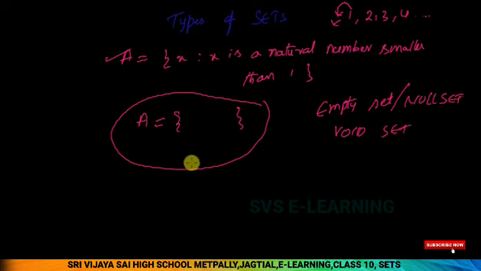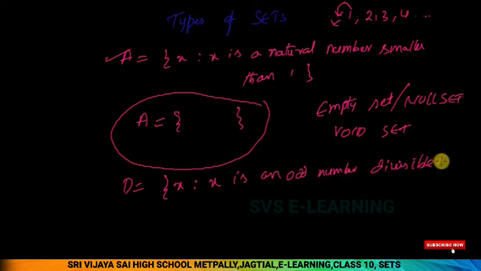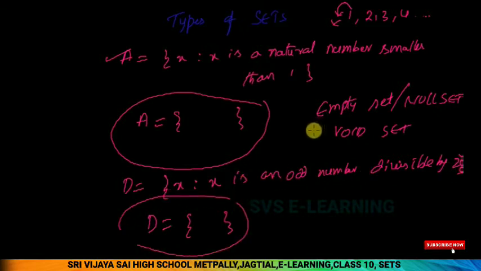Let me give you one more example. Let's say I ask you to write down the set of all odd numbers divisible by 2. So D is the set of elements x such that x is an odd number divisible by 2. We know that 2 divides only even numbers. It cannot divide an odd number. So there is no element that belongs to this set, because the number 2 does not divide any odd numbers. So this is also an example of an empty set.